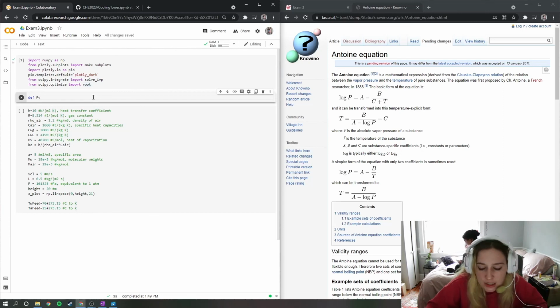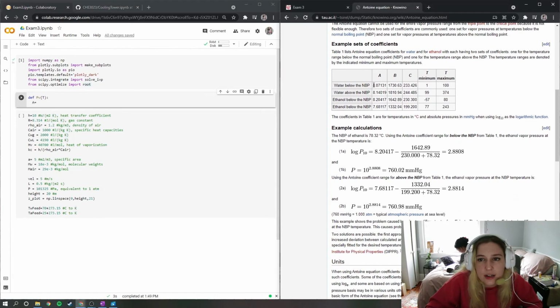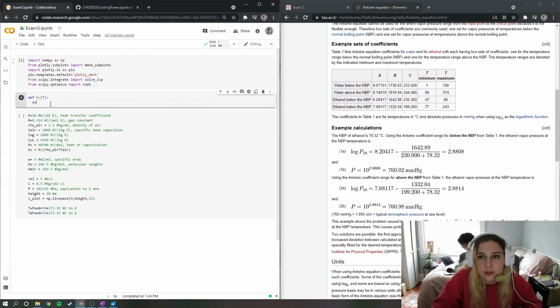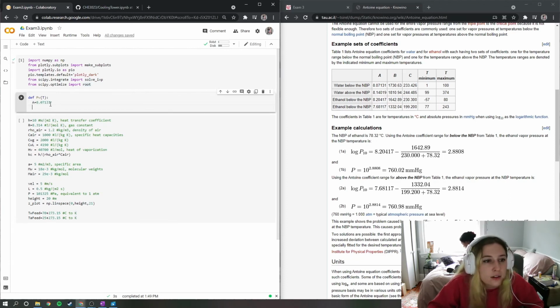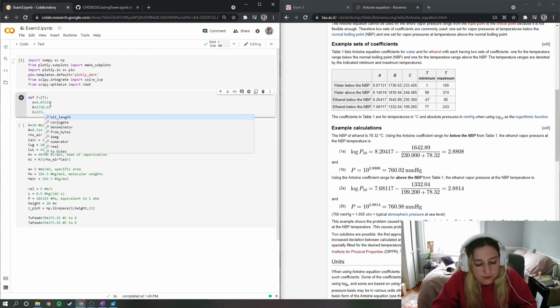Vapor pressure, and then we're gonna make that in terms of temperature because it's at a specific temperature. And now we're just gonna input our variables. So A equals, and they're right here. So A equals 8.07131. B equals 1730.63, and C equals 233.426.